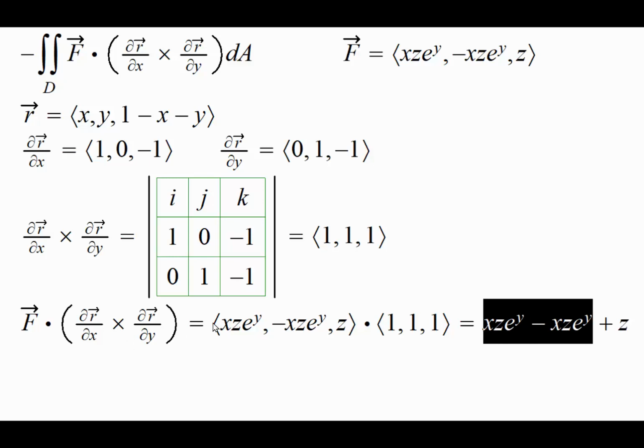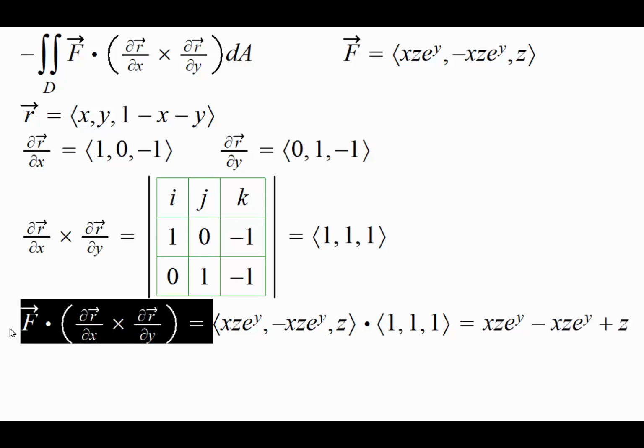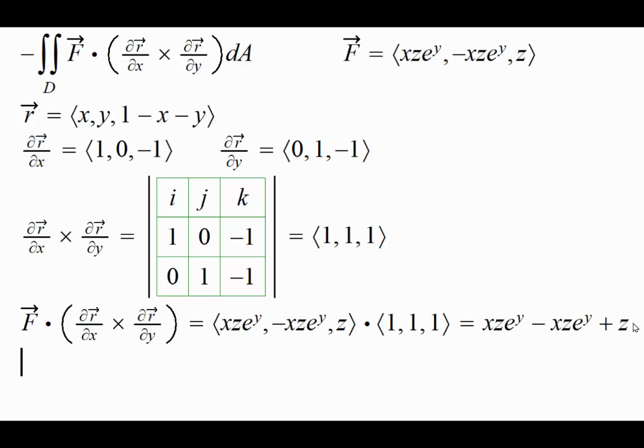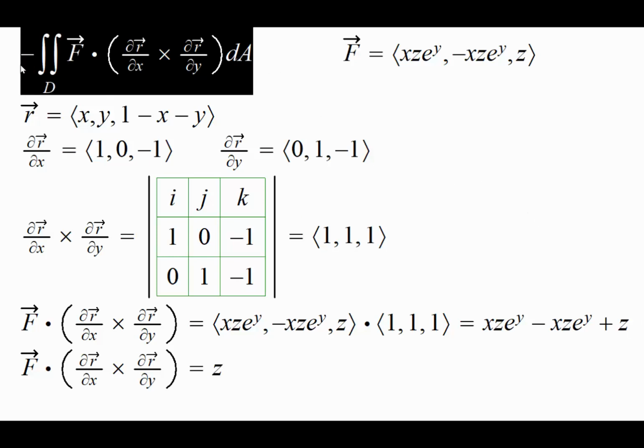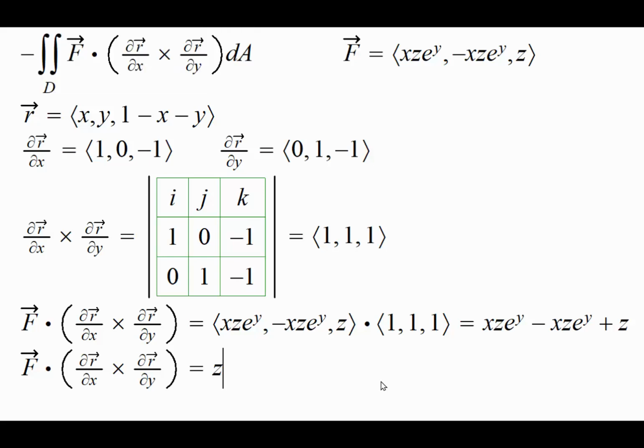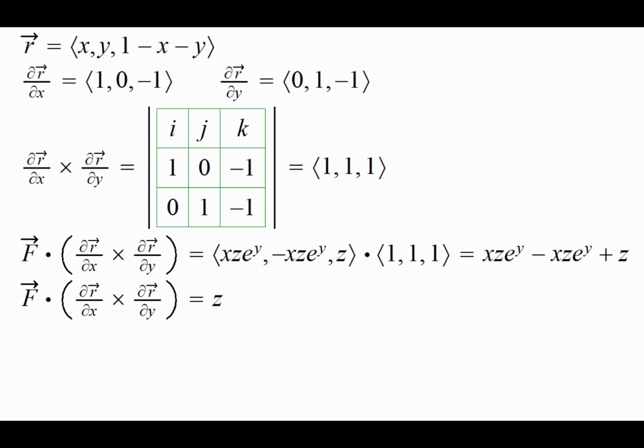They will simply cancel each other. So when that happens, what do we get here? This whole thing just comes down to being z. Okay, so what we have to do now is just compute this integral. Now it has become much easier, right?